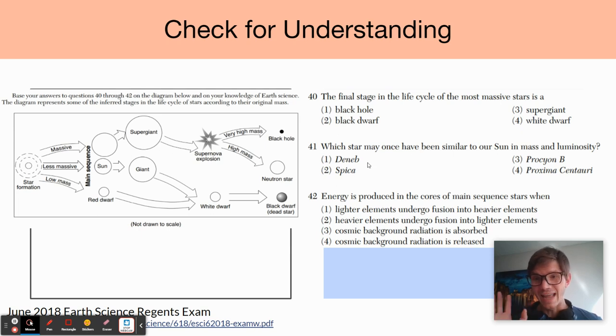41, we're actually going to use the HR diagram. It's asking about which star may have once been similar to the sun in mass and luminosity. So if we look at the path that our sun is going to take, because this question is related to this diagram, here's our sun. We know it's going to turn into a giant and eventually a white dwarf and eventually a black dwarf.